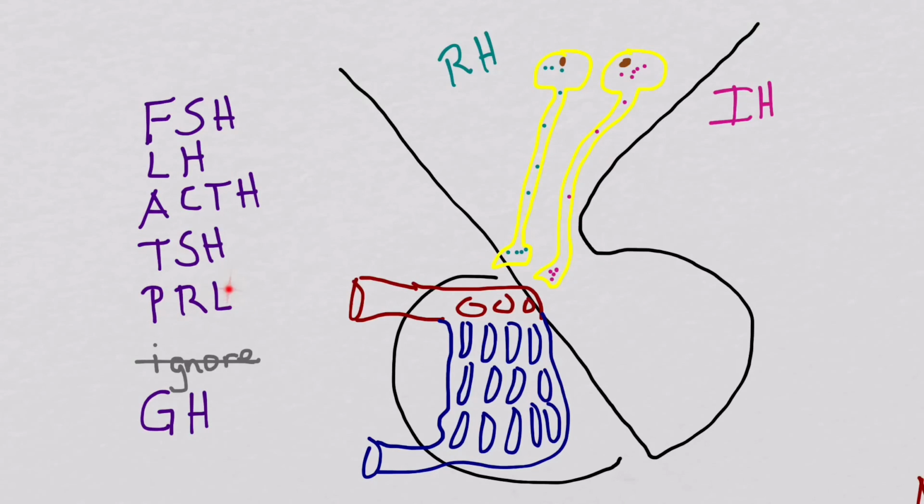The target organ for prolactin are the mammary glands, and it helps promote milk production. Growth hormone has a target organ of liver, bone, and muscles, and it helps overall growth.